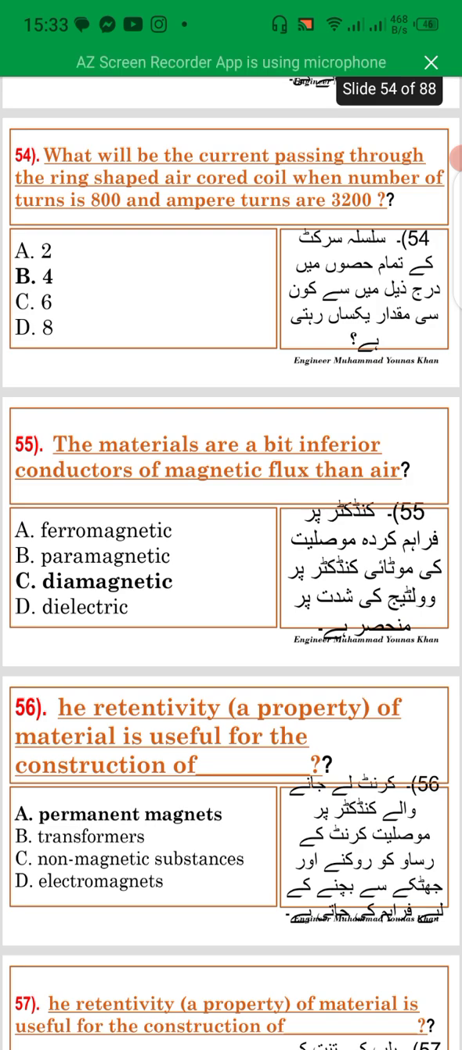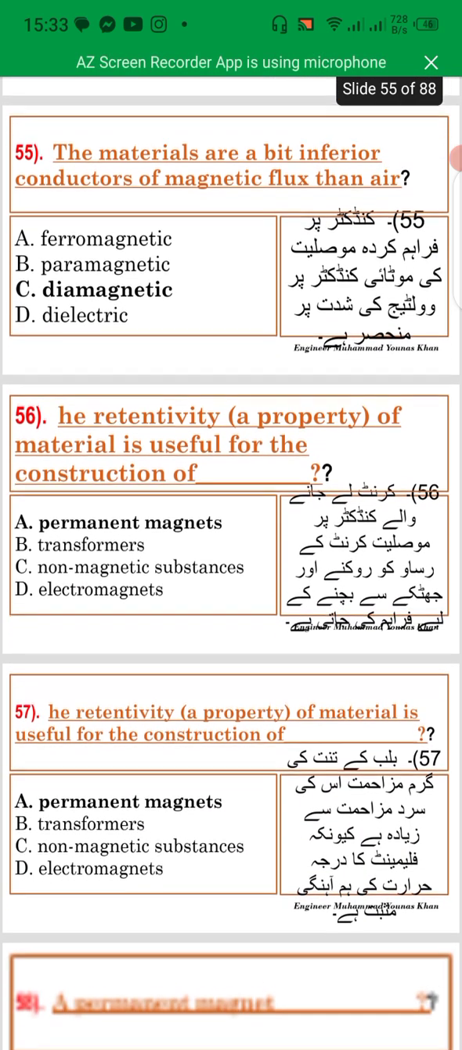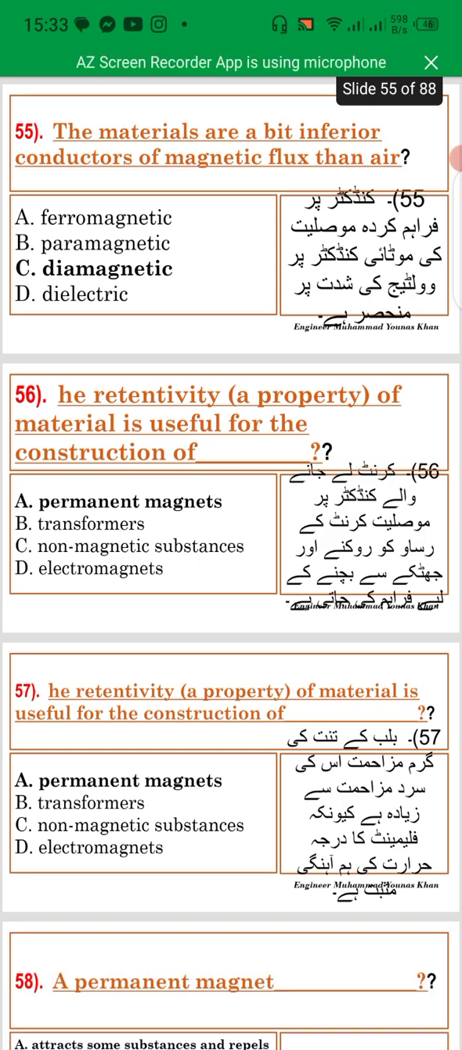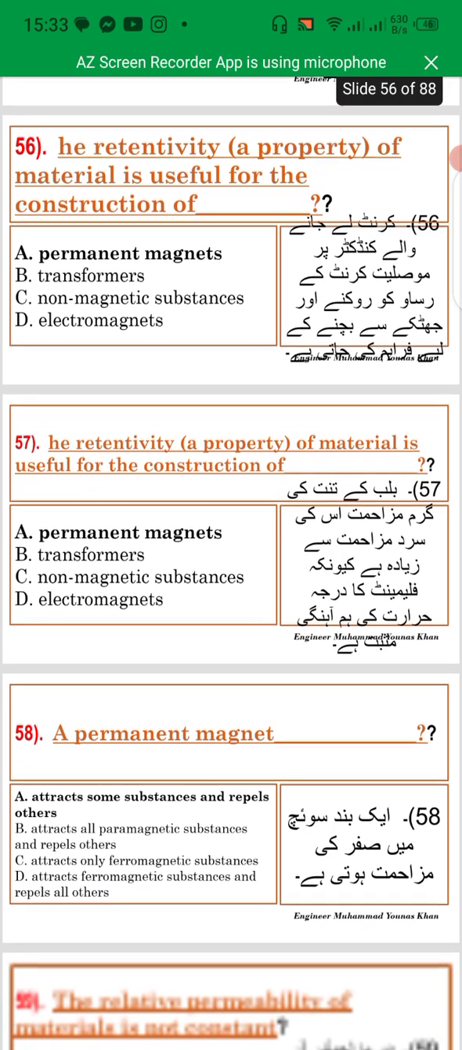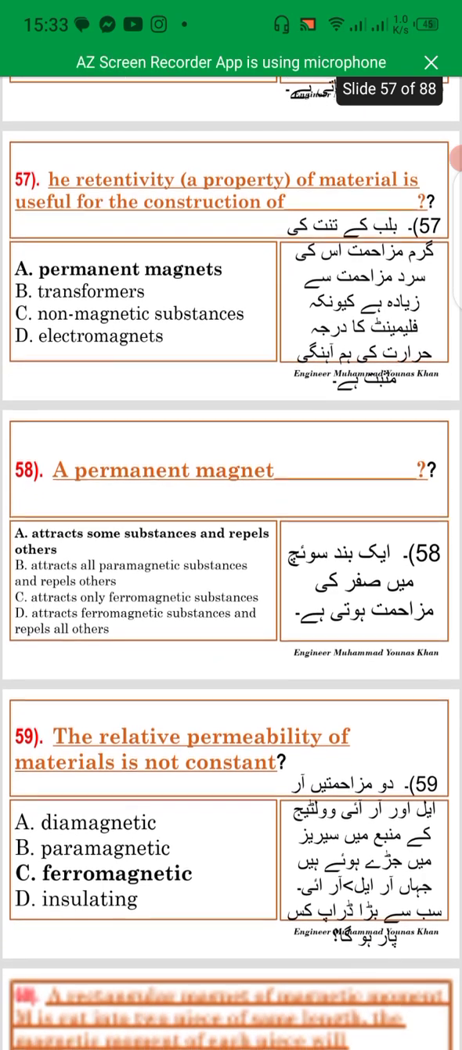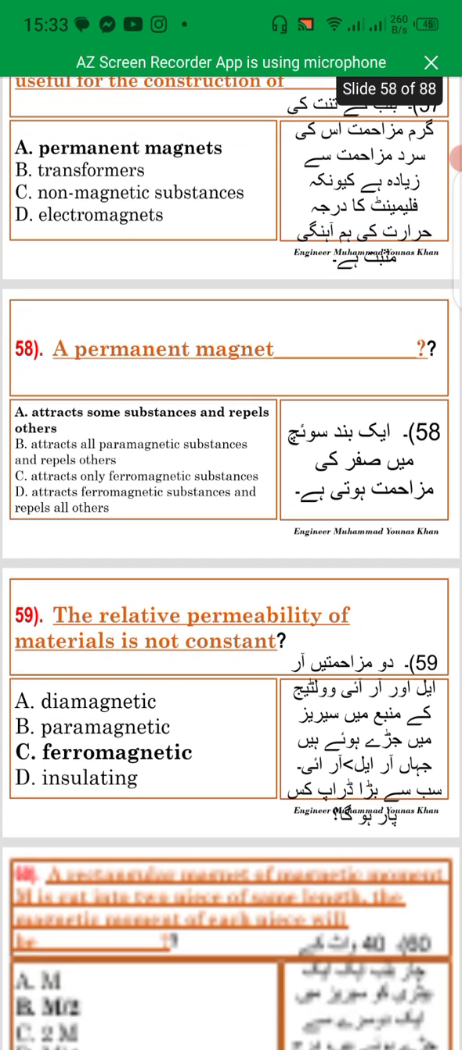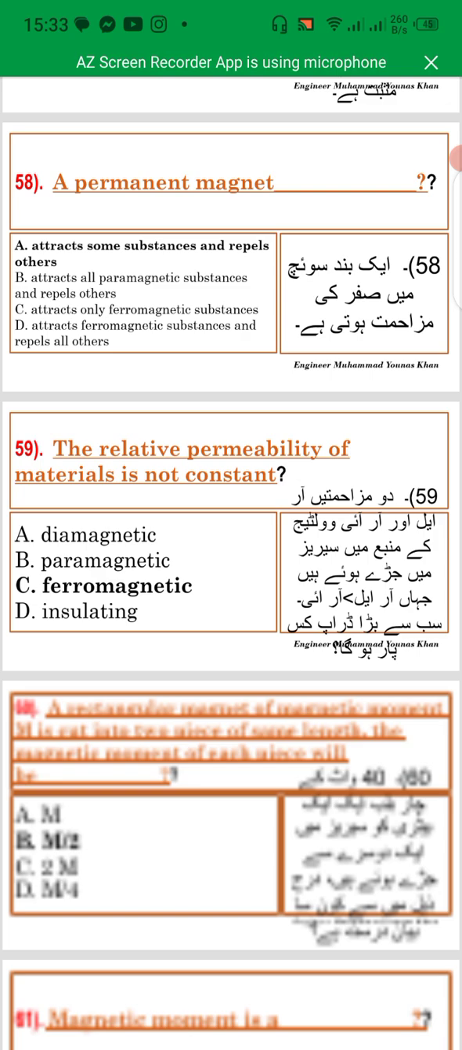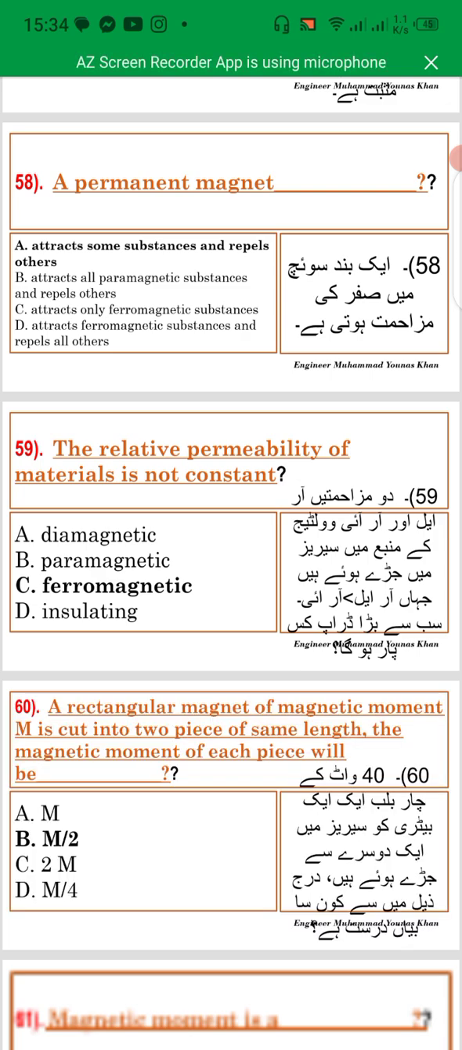What will be the current passing through the air-cored coil when the number of turns is 800 and ampere turns are 32? Diamagnetic materials are an inferior conductor of magnetic flux than air. The retentivity, a property of material, is useful for the construction of permanent magnet. A permanent magnet attracts some substances and repels others.